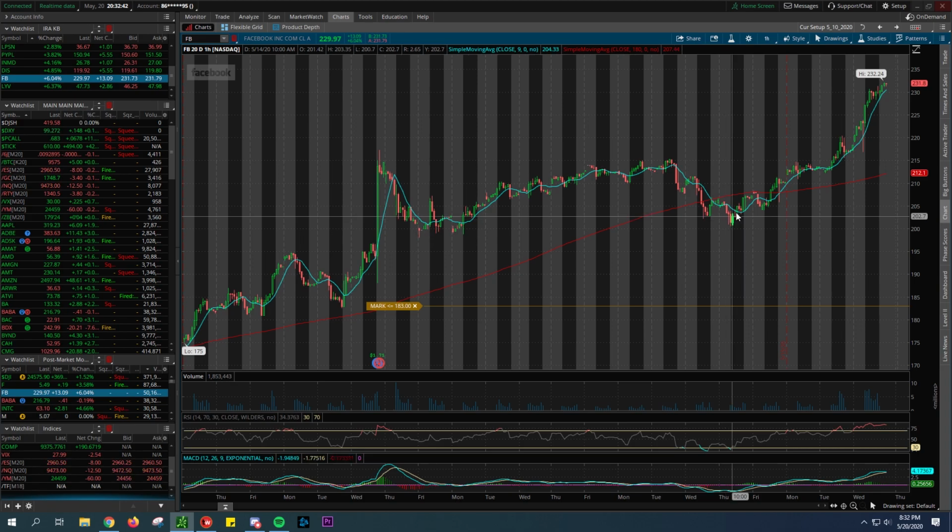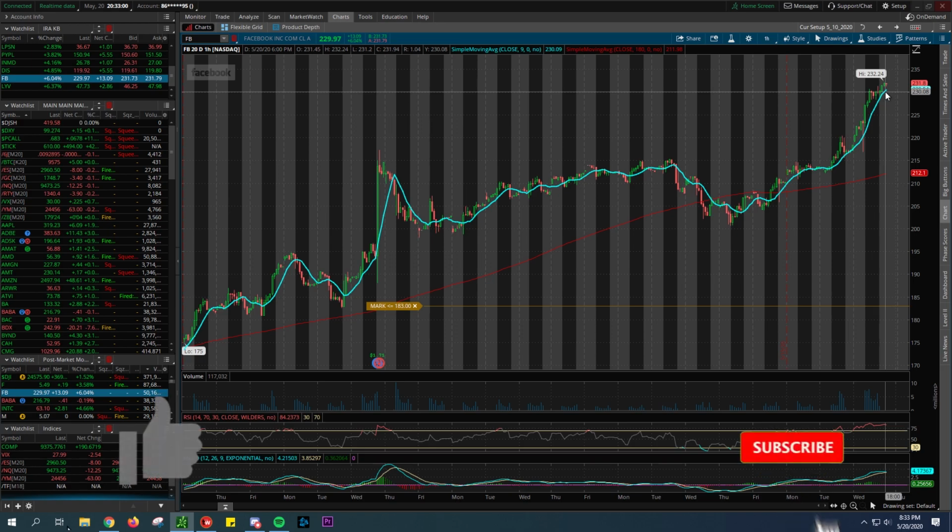You see it fail here once, but once it tries to fail once, it has to try again, and that second try gets a nice little pop, and ever since then has just been riding up the 9 simple moving average to where we are today at around the 230 level. So that is wonderful.